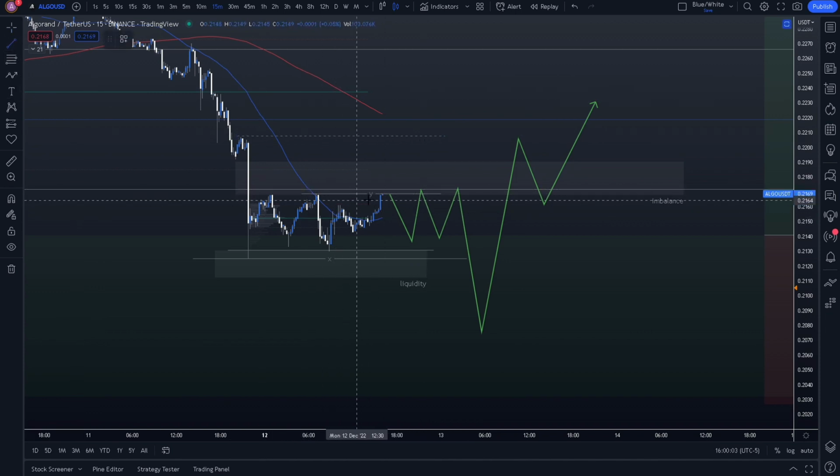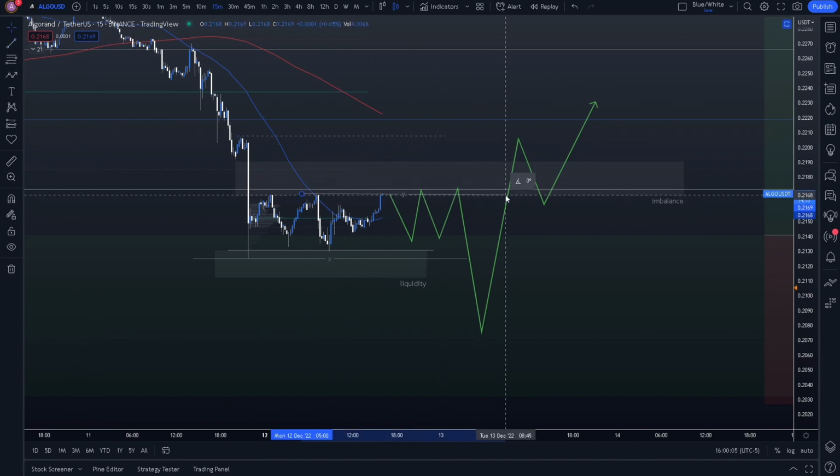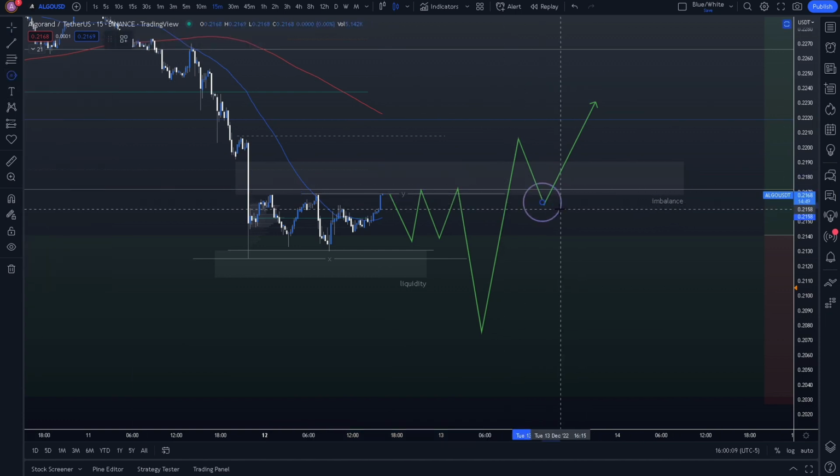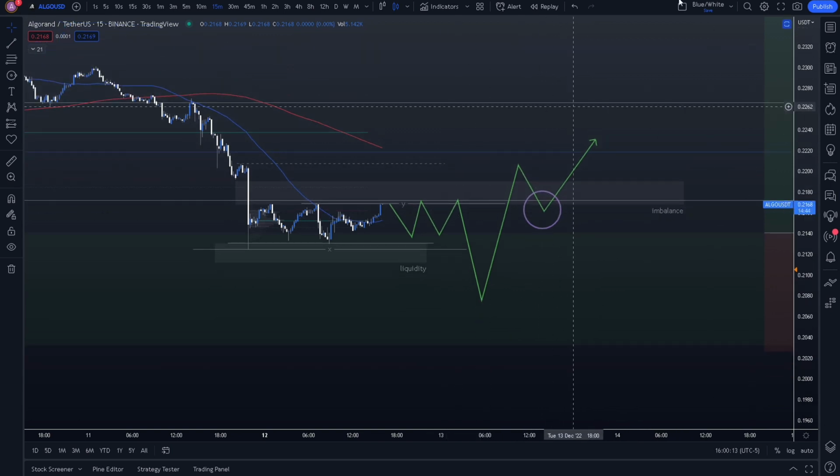What you want to see is this change of character, which is this Y. And then this retap into demand, which is right here. This would confirm bullish order flow for us, and we'd be on our way up. So that is kind of the price action that I want to see in terms of Algorand, and this is what I'll be looking out for and updating the private community on.